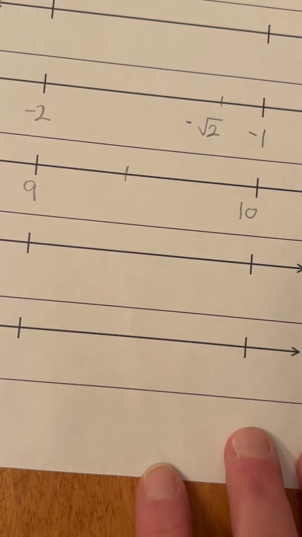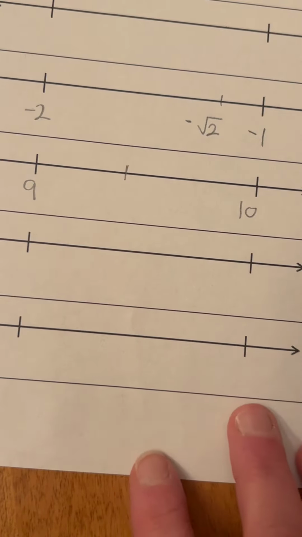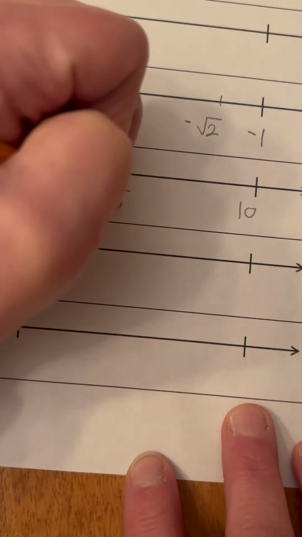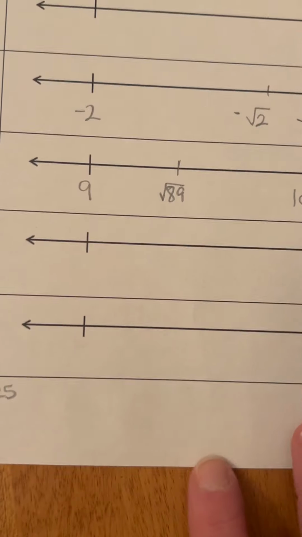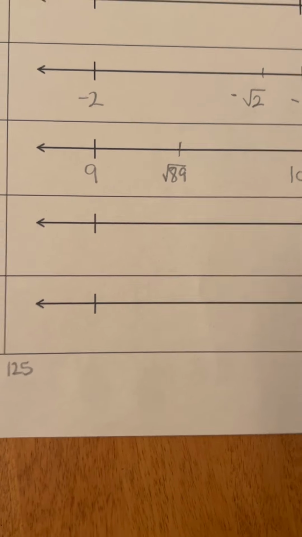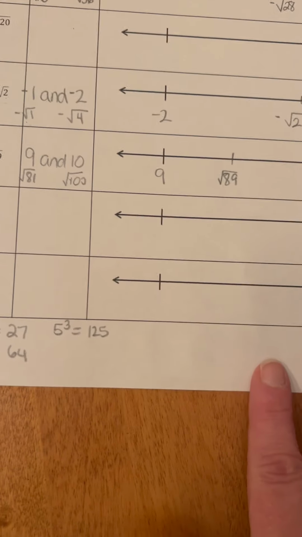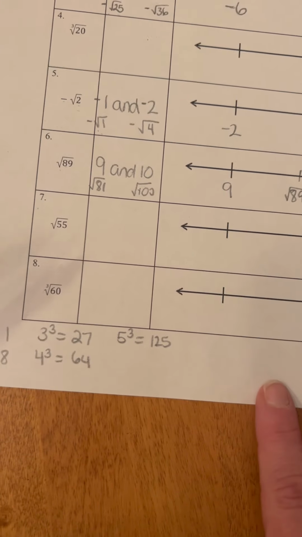So get your best guess. A little bit closer to 9 than it is to 10. And this would be where the square root of 89 would fall. Again, we're just doing some estimating, so this isn't exact. Nobody's going to grade you crazy, but get an idea of where it's located.